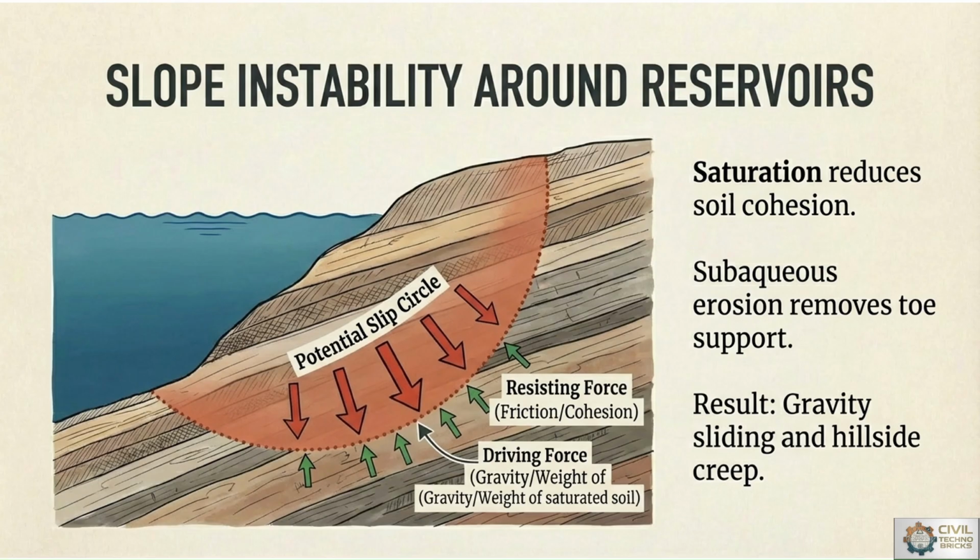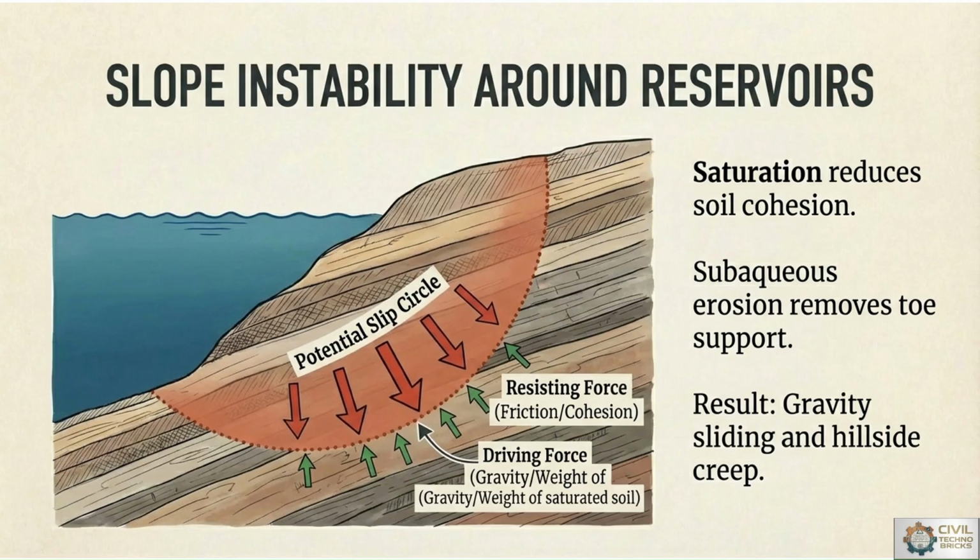So the potential slip circle is acting with pressure, shown in orange color, towards the various rock layers. At the same time, the rocks themselves act with a resistive force, which is friction or cohesion, while the driving force is with reference to gravity, the weight of saturated soil masses. The reservoir saturation reduces soil suction and weakens slope materials.